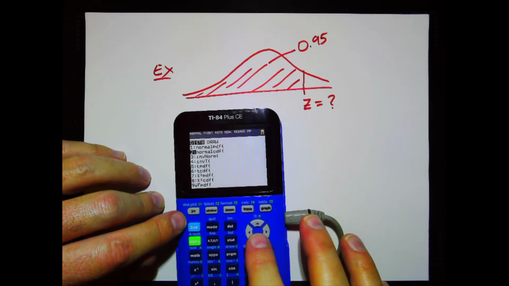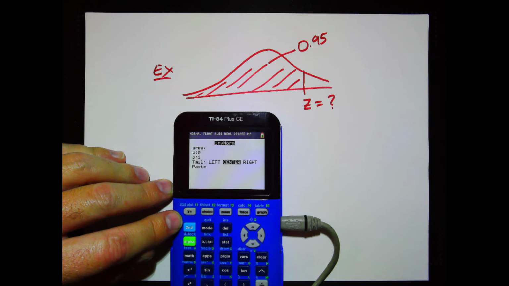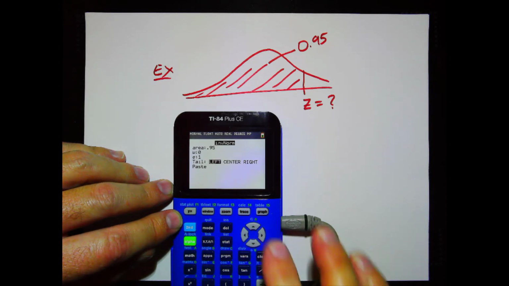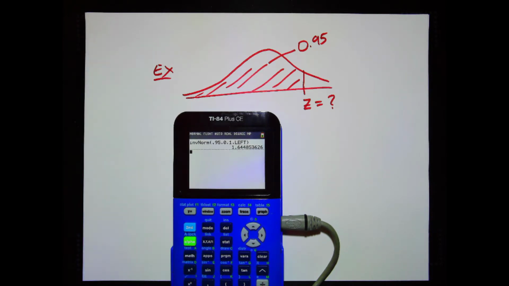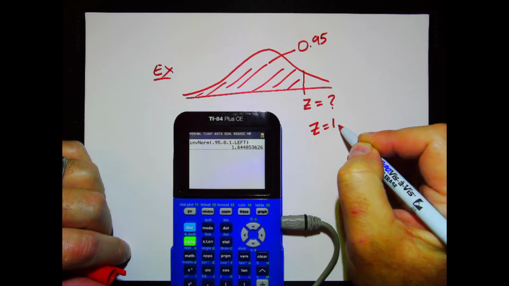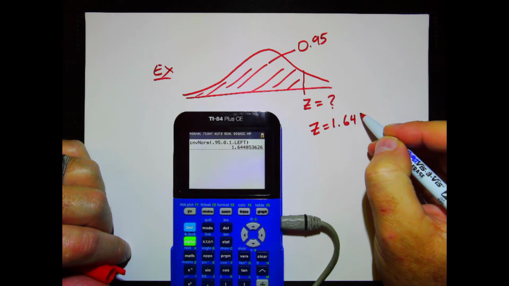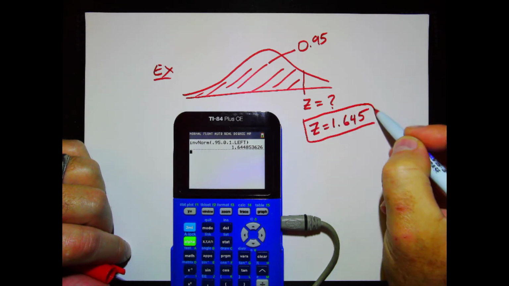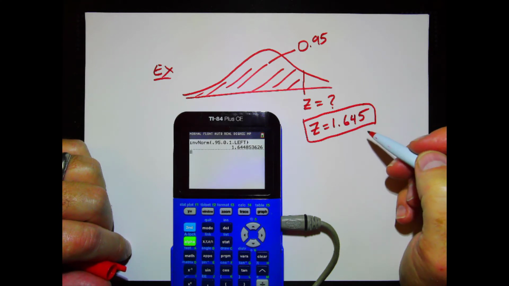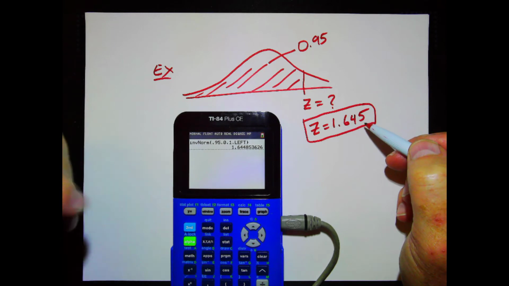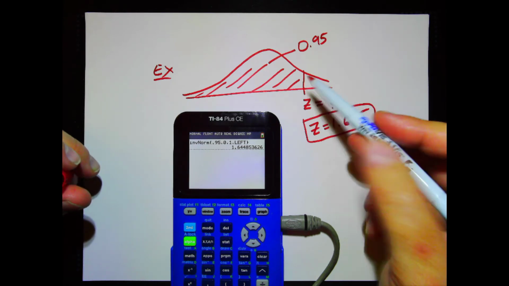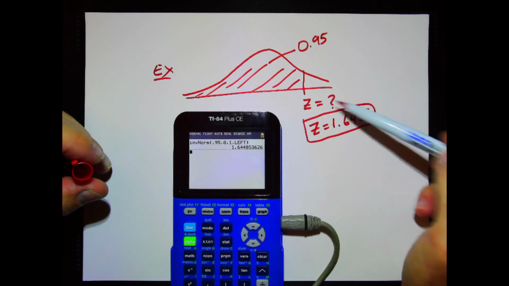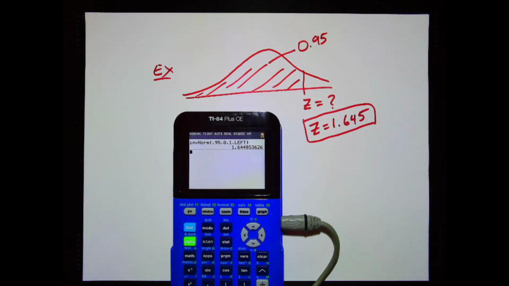Again, we can use the inverse normal distribution to calculate this. The area is 0.95. Still use this, but we'll be skewed left this time. We'll take the left tail, and then this will tell me the z-score. I get z equals 1.645, rounding to 3 decimal places. That gives me 95% of the area from negative infinity up to 1.645 standard deviations above the mean.